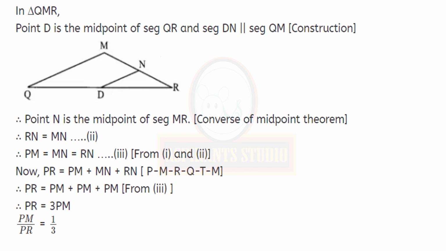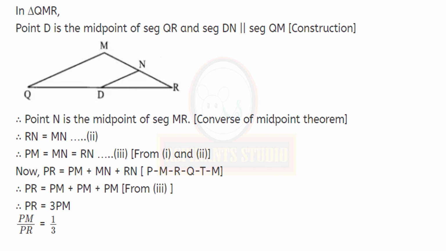Now, what is PR? Because we want to prove PM upon PR is equal to 1 upon 3 finally, now we can introduce PR. Now PR can be split up as PM plus MN plus RN, because P hyphen M hyphen N hyphen R. And is missing, so the hyphen is put. Otherwise put a comma in between. And Q hyphen T hyphen N.